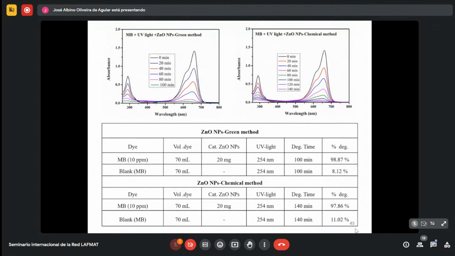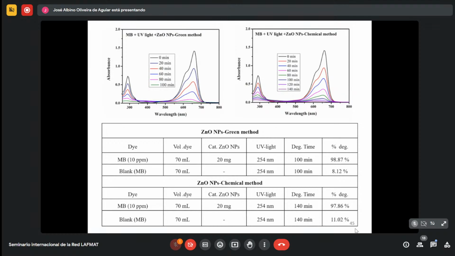The synthesized chemical and green method materials were applied for photocatalytic activity. For the green method, zinc oxide nanomaterial at 10 ppm, taking 70 ml with 20 ml catalyst, is exposed to visible light. The methylene blue is degraded within 100 minutes. For the chemical method, methylene blue takes 150 minutes, with the absorbance value gradually decreasing.